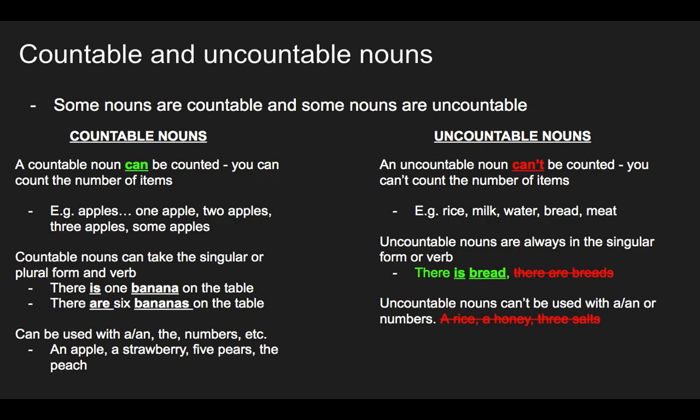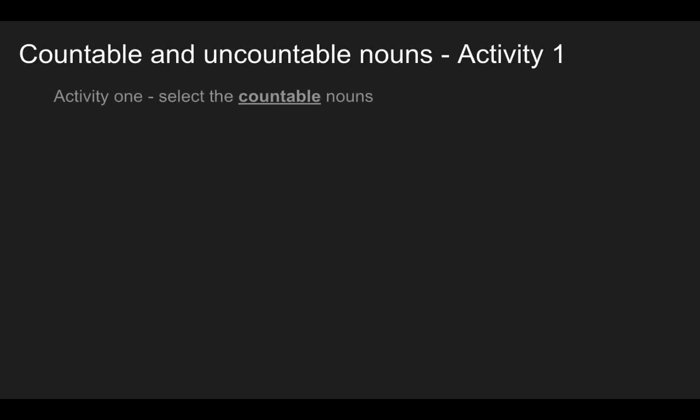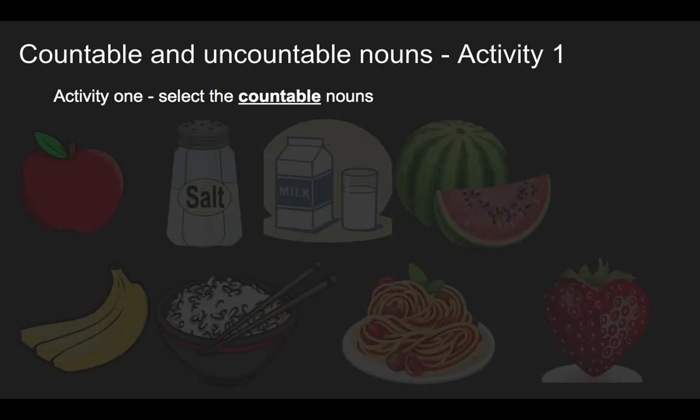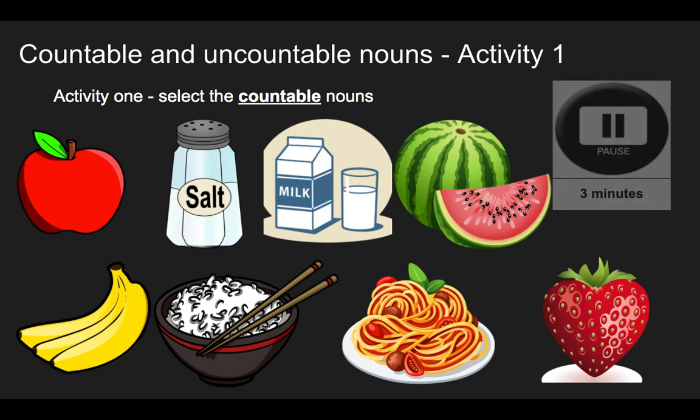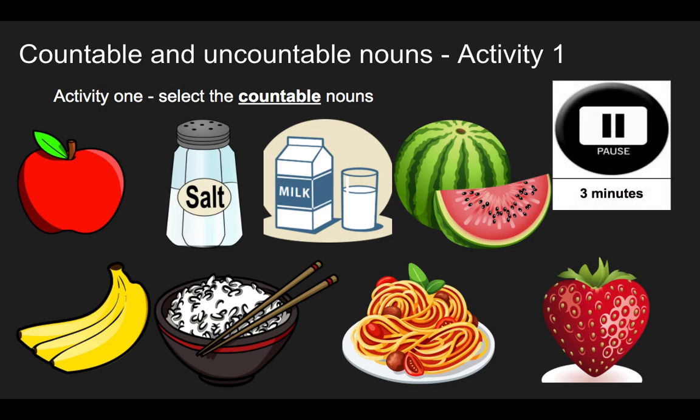Uncountable nouns can't be used with a or an, or numbers. So you can't say a rice or a honey or 3 salts. This is impossible. Okay, so first activity, I'm going to show you some pictures. I want you to select the countable nouns, okay? So the nouns that are countable. Okay, so off you go. You've got 3 minutes. So pause the video and then we'll look at the answers. Off you go.